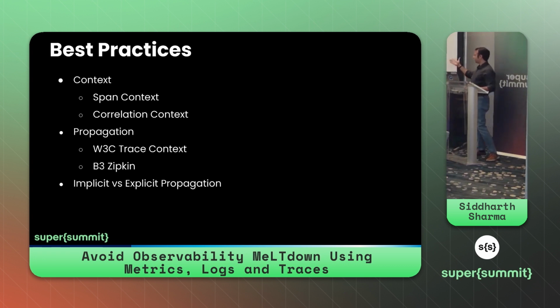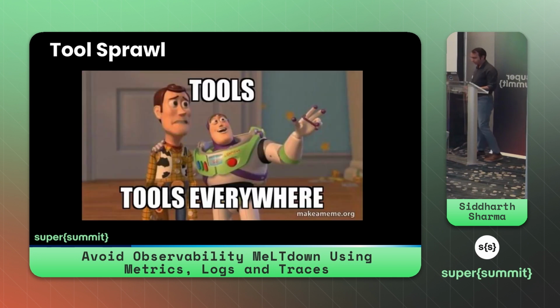Implicit versus explicit: if you use these specifications, it would be implicit, but if you have some additional attributes like your organization ID, you can add it to one of these trace context propagation, and that becomes your explicit, wherein you are deciding that this additional baggage needs to be added.